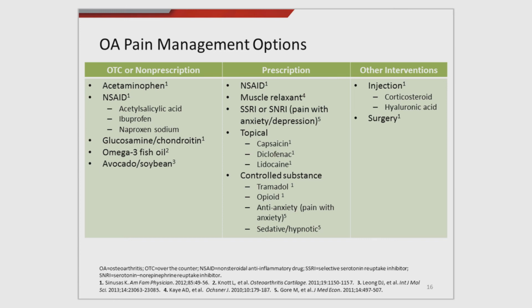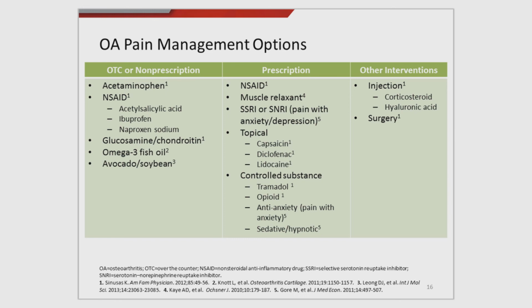SSRIs or SNRIs can be used when anxiety or depression is present. There are also certain ones that have an indication for pain, like duloxetine. Topical therapies like capsaicin, diclofenac, or lidocaine patches are also options that can be used directly on the most painful joint. Then we have controlled substances.